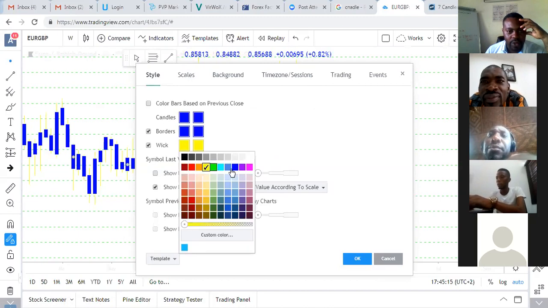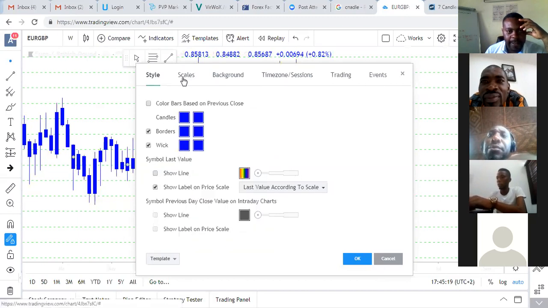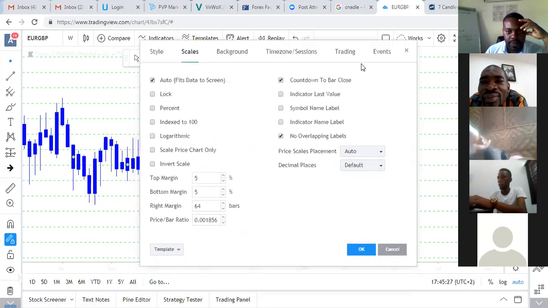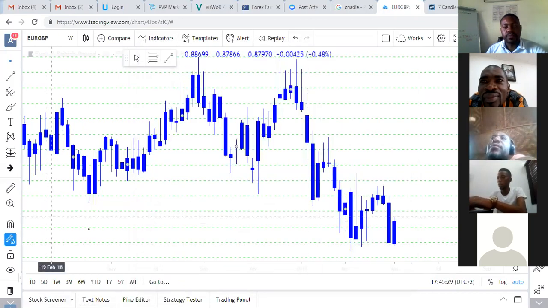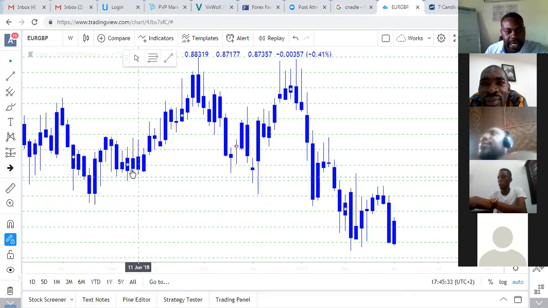The white background, you'll be able to see very well with this thick blue. Scales, I don't want these crosshairs. Okay, that is it. That is good. You see now, we have a blue, okay? This is the candle I was showing. This candle.